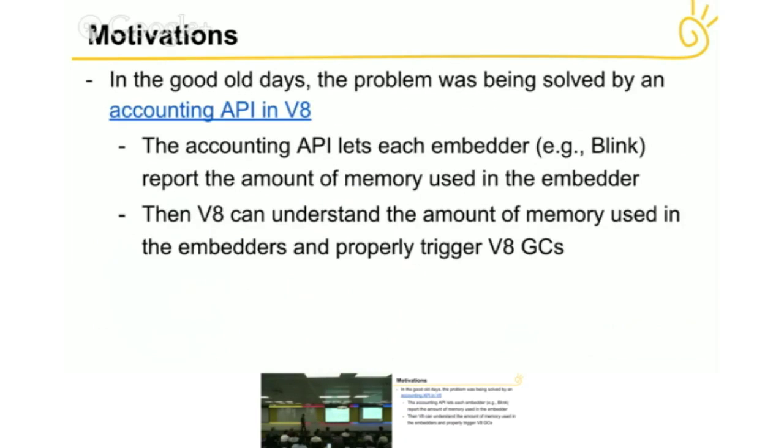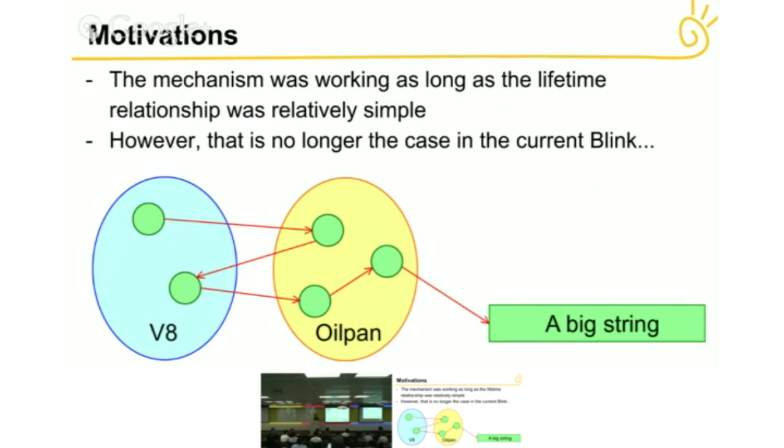In the good old days, the problem was solved by an accounting API in V8. The accounting API lets each embedder report the amount of memory used in the embedder. Then V8 can understand the amount of memory used in the embedders and properly trigger V8 GCs. This mechanism was working as long as the lifetime relationship was relatively simple. However, that is no longer the case in the current Blink. The relationship is complicated.